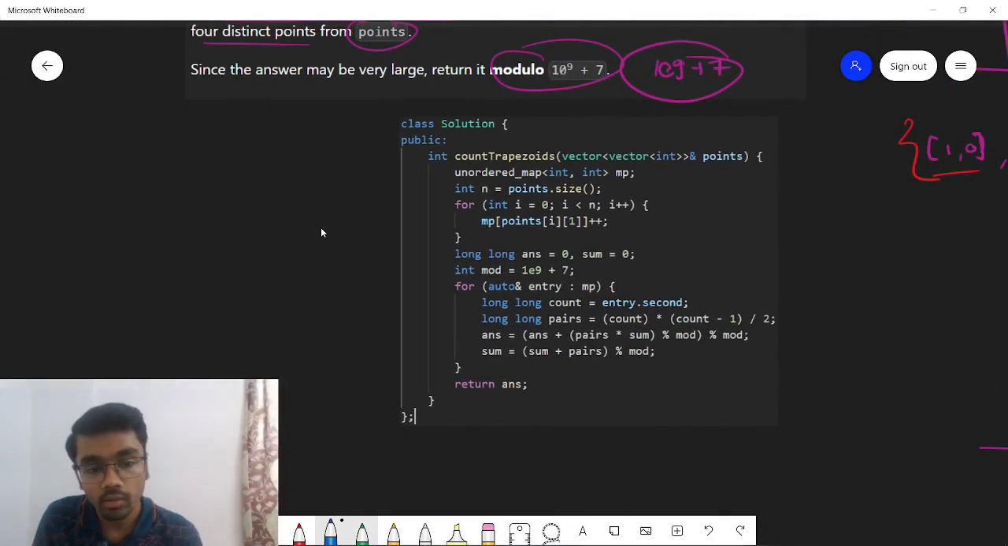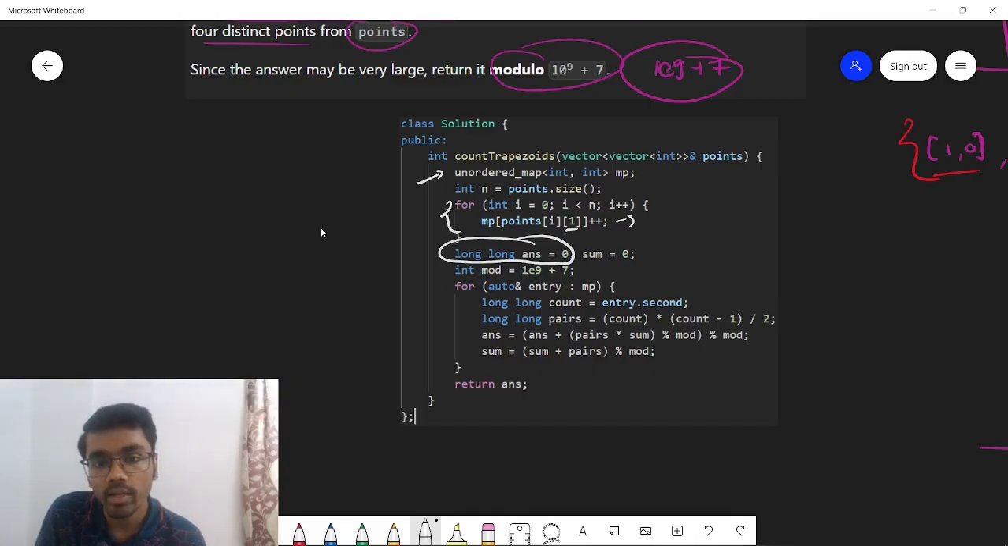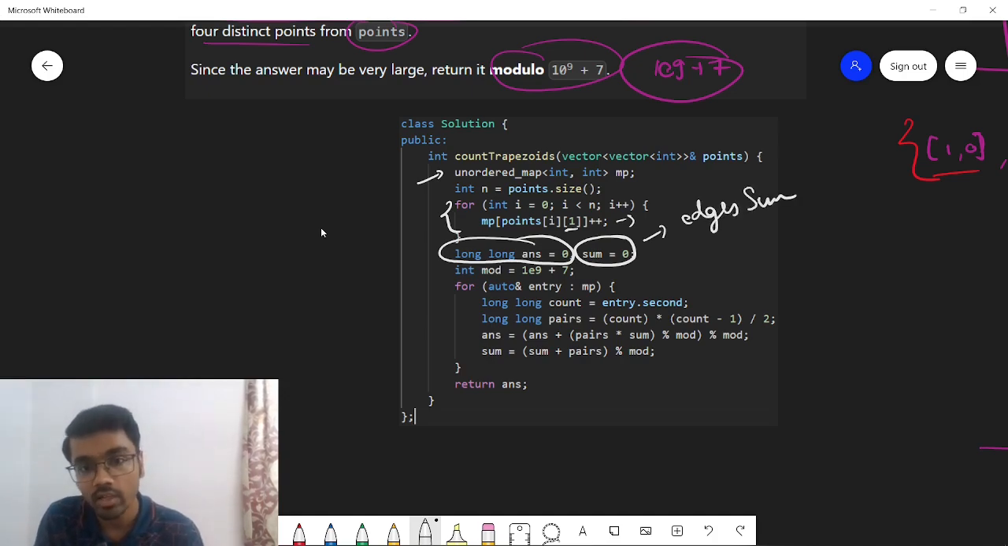So yeah, this is the code. First of all, we are creating an unordered map to track the unique y coordinates, because we need to calculate edges at different y coordinates. Point of i comma 1 is nothing but the y coordinate. So at a particular y coordinate we are counting how many points are there, nothing else. Then we are keeping our answer, which will be the final answer. We are keeping a sum, which was the edge sum in our drawing explanation; I have just changed the variable name. This is the mod, because the answer can be very large, so I have taken a mod variable of 1e9 plus 7.